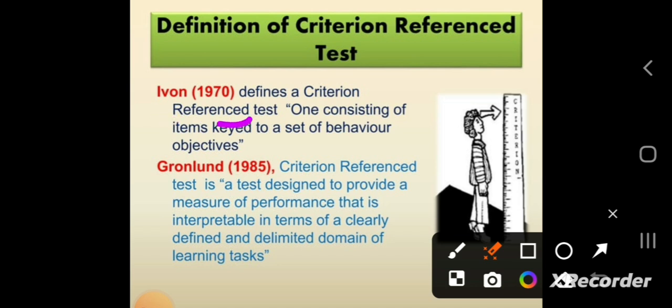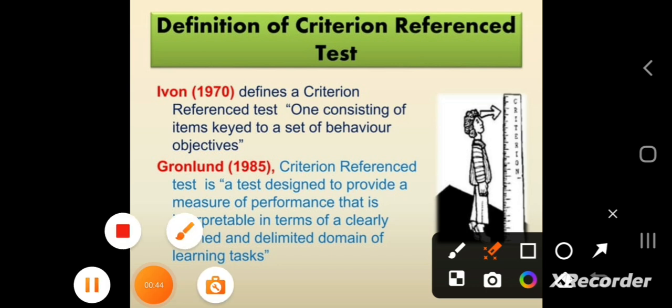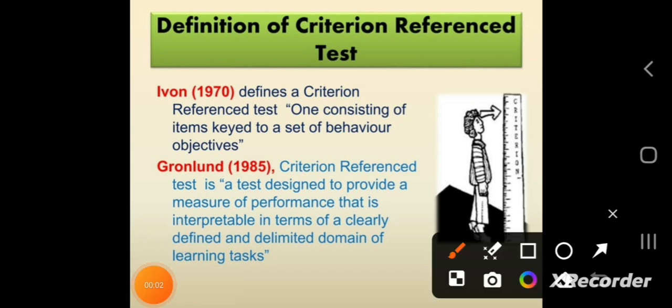According to Ivan, 1970, a criterion referenced test is one consisting of items keyed to a set of behavior objectives. Groenland, 1985.